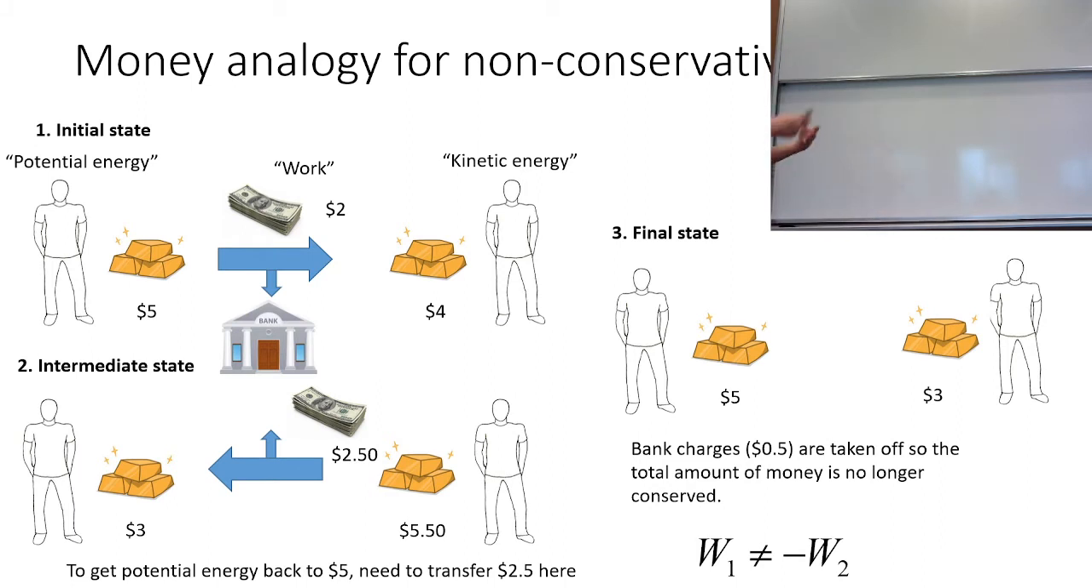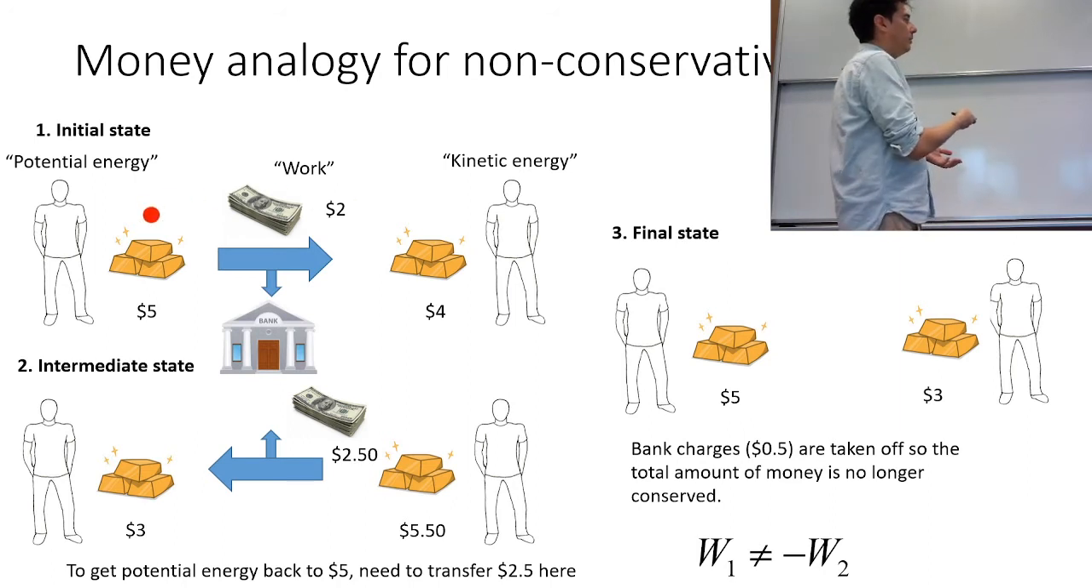Now, if you could just transfer money, or in this case energy, between potential and kinetic energy, and you could do it without any loss, then you could of course get back to the initial point, and the work would be, say, $2 each way, right? So $5, you give $2 to this guy, and then $2 comes back.